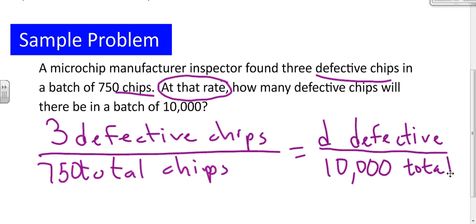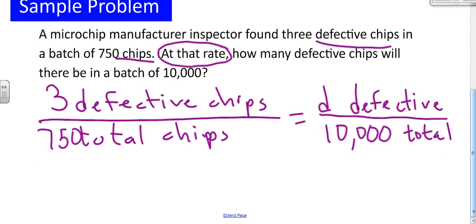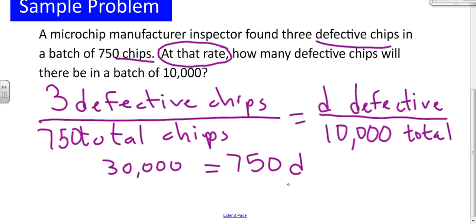This is what I mean by being consistent with my units. On the left side, I'm comparing defective to total. So on the right side, I also have to compare defective to total. And I am going to cross multiply. 3 times 10,000 is 30,000. That's equal to 750 D. I'm going to divide both sides by the coefficient here.